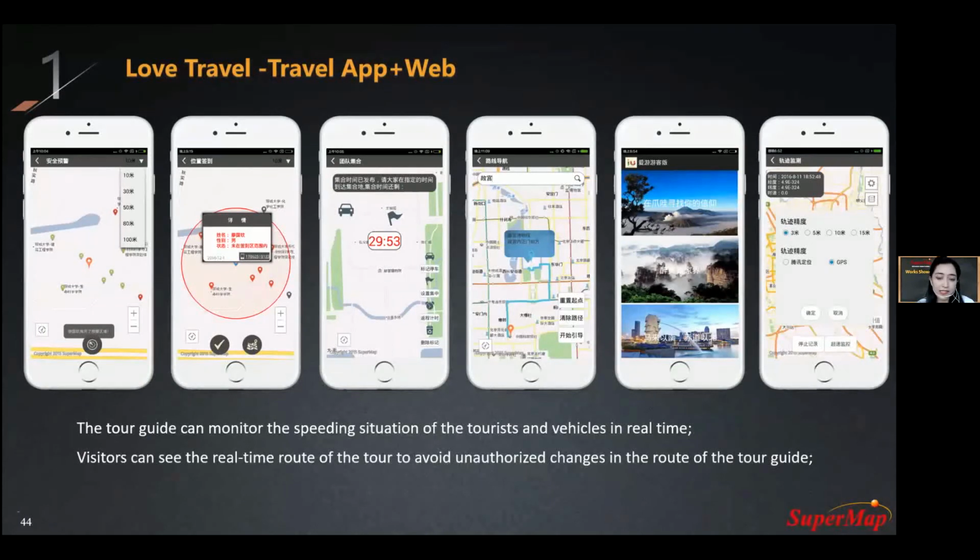And this part is the page in the mobile. It has many pages. So in this page, the tour guide can monitor the speeding situation of the tourists and the vehicle in real time. And the visitors can see the real-time route of the tour to avoid the unauthorized changes in the route of the tour guide. And it reduces the difficulty of the guides and of the guide tour groups, and it enhances the personal safety of the tourists and improves the tourist experience.